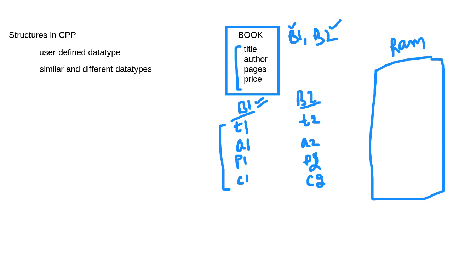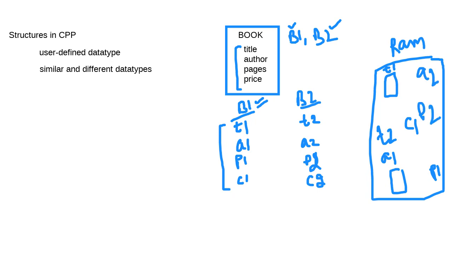8 different variables I have created. So these variables can be anywhere in the memory at random locations. This could be T1, this could be A1, P1 could be somewhere here, C1 could be somewhere here, T2, A2, then P2, and then C2 maybe somewhere here. That's how it is situated in the RAM, right?